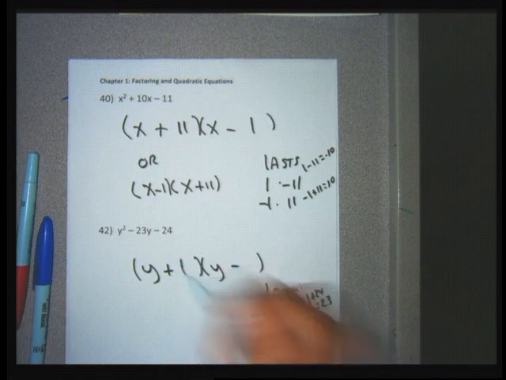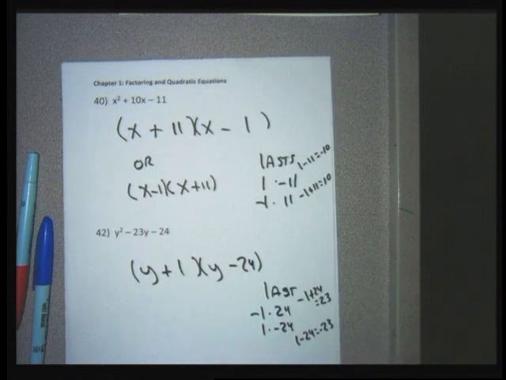So I'm going to do a positive 1 and a negative 24. Again, you can flip the parentheses around. You could have written y minus 24 times y plus 1. That would be equally correct.